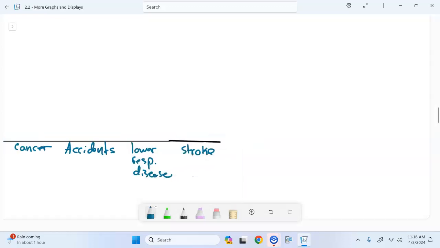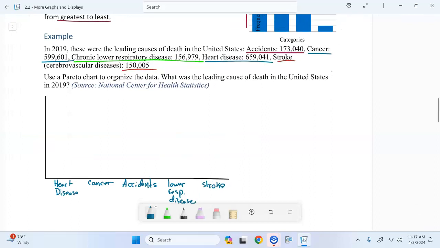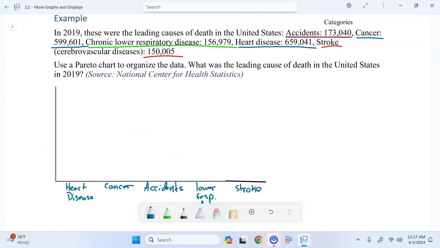All right. All of our numbers are in the hundreds of thousands, so we can set our scale based on that. We can use hundreds of thousands. So we can start with 100,000, 200,000, 300,000, 400,000, 500,000, 600,000, and 700,000. Okay, nothing above 700,000, so we can stop there.